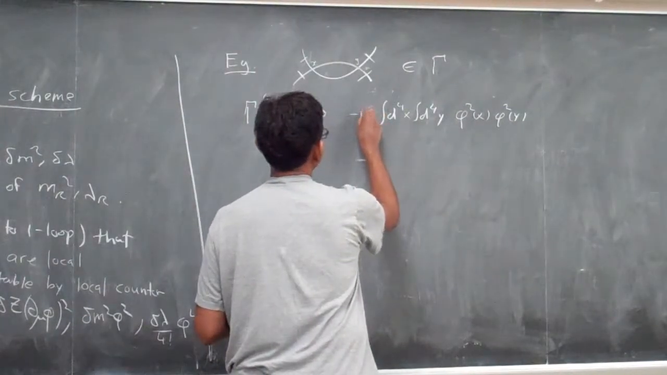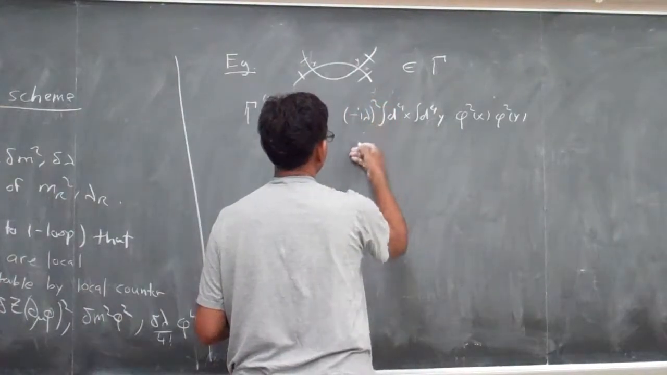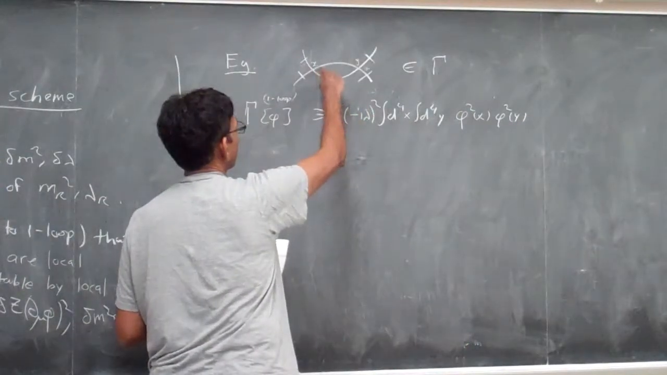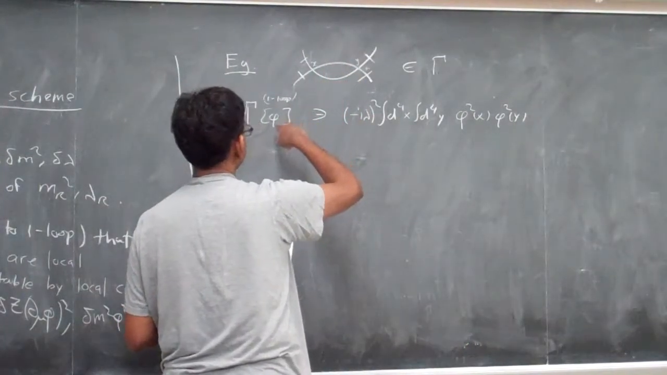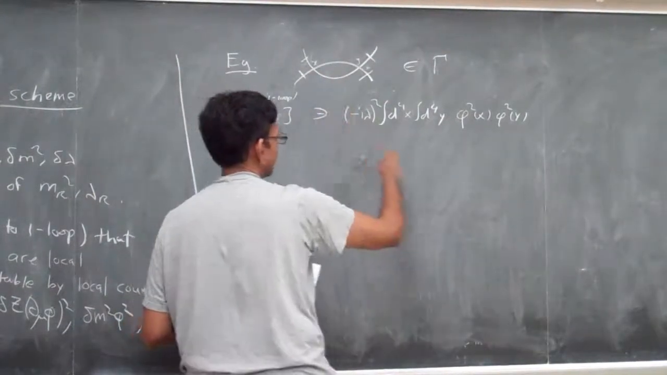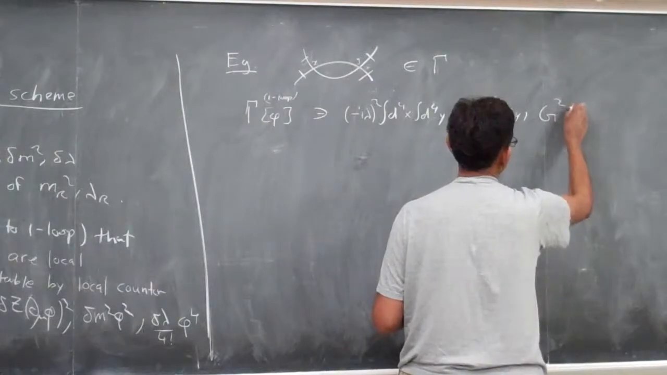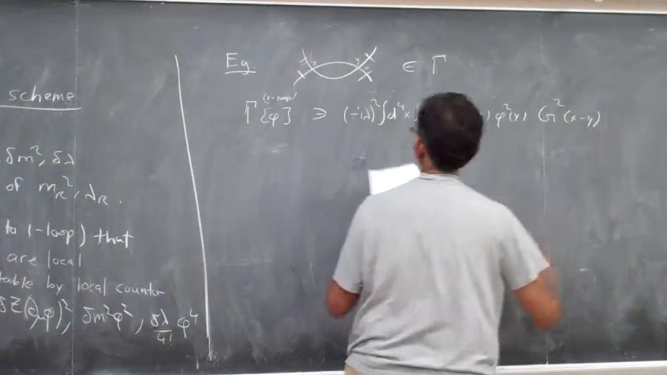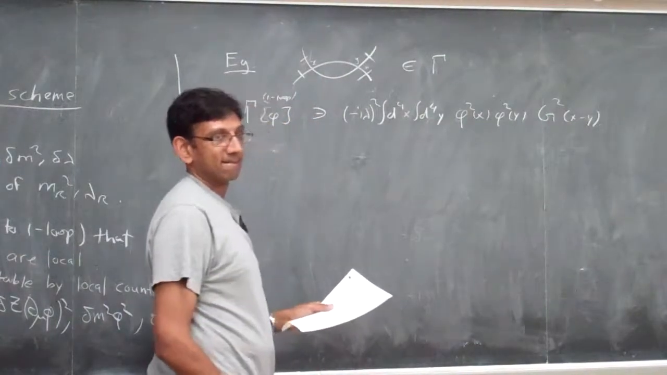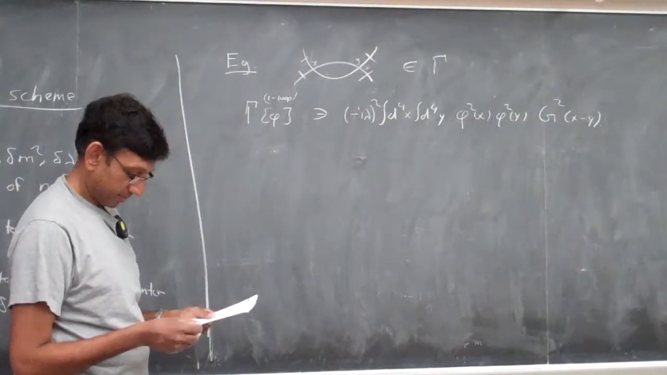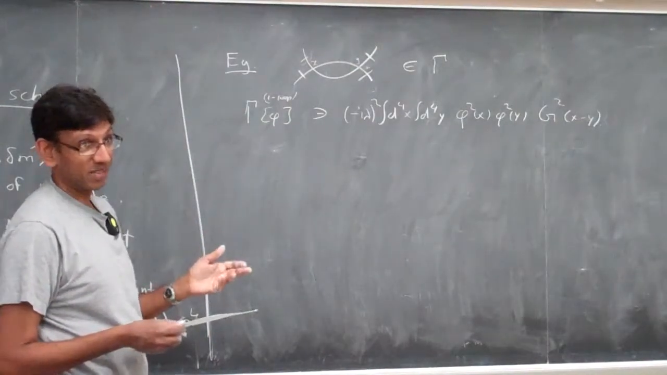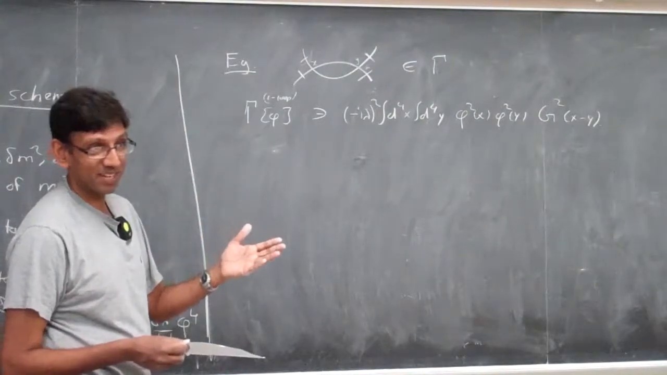And then there's the usual minus i lambda squared, coupling constant. And in fact, we know what the actual diagram, the guts of this, is. In position space, it's very easy to write down. It's just a propagator from x to y multiplied by another propagator from x to y. And that's it.